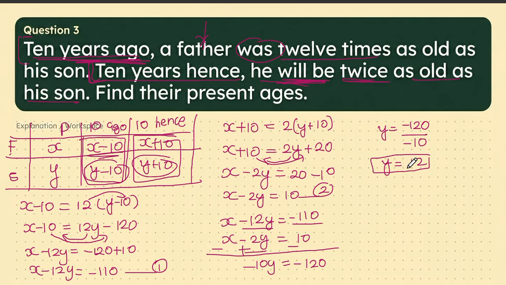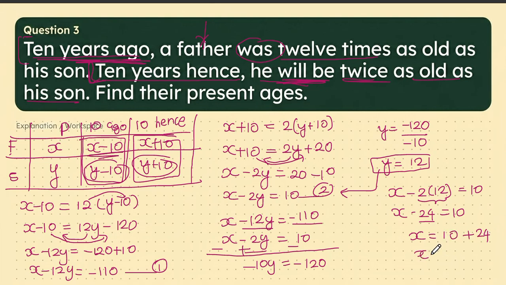Now substitute the value of y in one of the equations. So let's put it in equation number 2. So equation number 2 is x minus 2y is equal to 10. Instead of y, we have to put 12. So x minus 2 into 12, 24, is equal to 10. So if we take this 24 to that side, it becomes plus. So x is equal to 10 plus 24, which is 34.